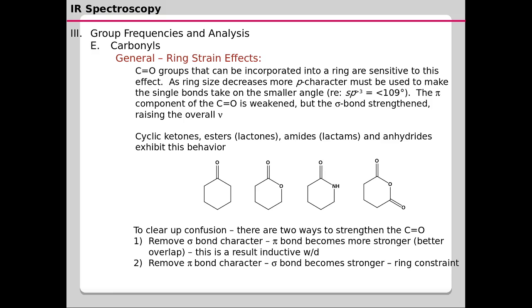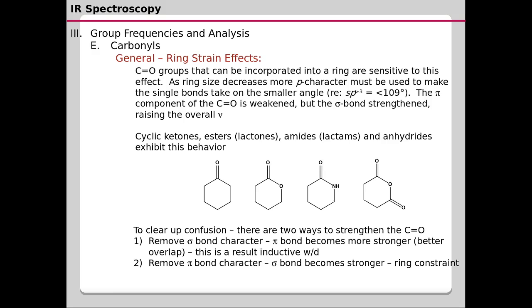The same thing can be found in esters, cyclic esters such as lactones, where as you decrease the ring size, you shall see the same effect, an increase in the carbonyl stretching frequency. In the case of amides as well, cyclic amides such as lactams, when you decrease the ring size, you shall see an increase in the carbonyl stretching frequency. And for cyclic anhydrides, the same effect can be observed: when the ring size is reduced, the carbonyl stretching frequency increases.